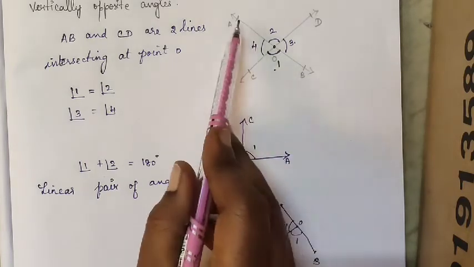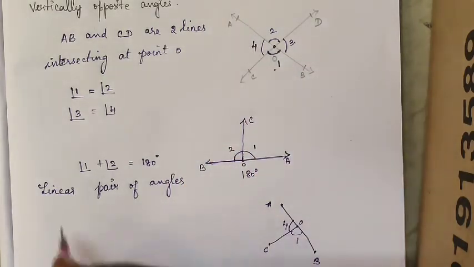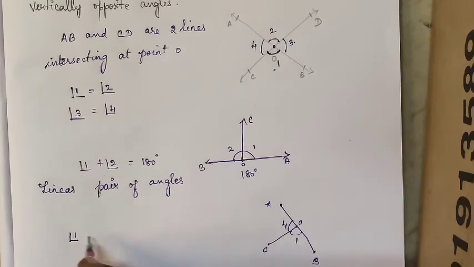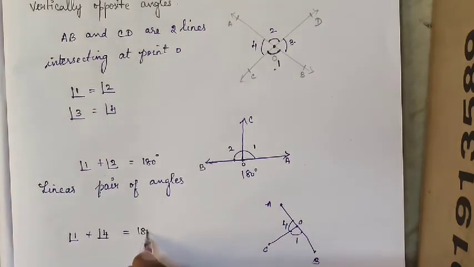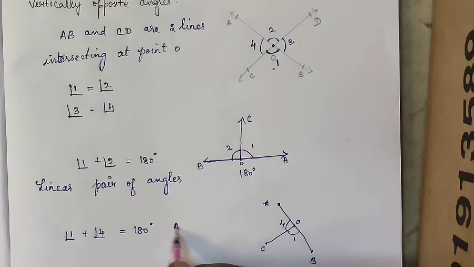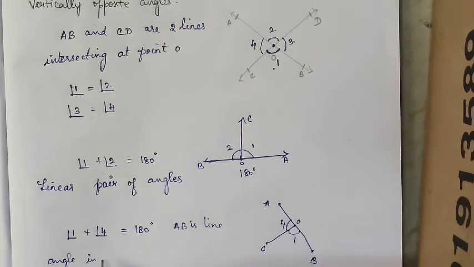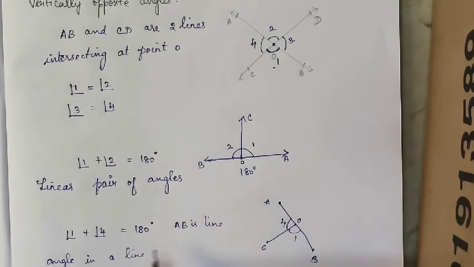Adjacent angles, and if I add these two adjacent angles, what will that be equal to? Angle 1 plus angle 4 will be equal to 180 degree. Why is it equal to 180 degree? Because AB is a line there. The angle in a line is 180 degree.